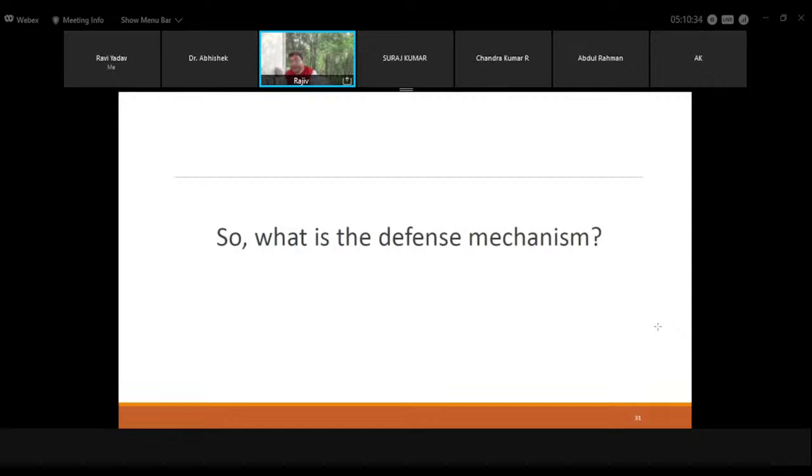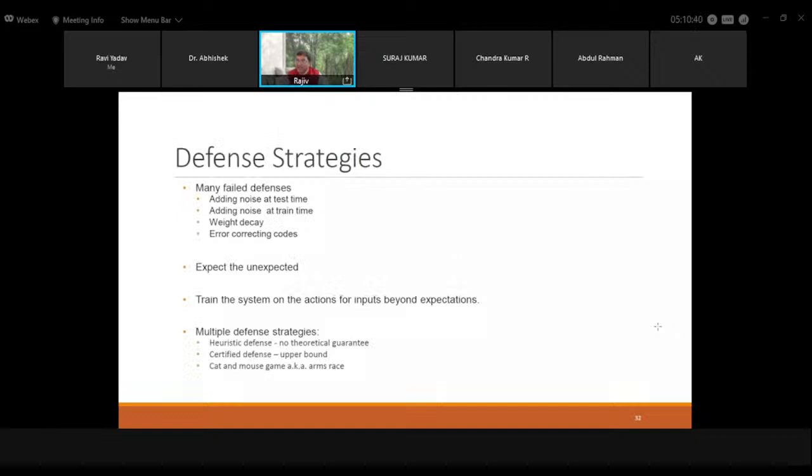As a first line of defense, people have tried a lot of defense strategies, such as adding noise at test time and seeing if it still works. There have been evasions and that has not worked properly. Maybe adding noise at training time, even that has failed as a proper defense. Maybe weight decay or error correcting codes, all these have not worked.